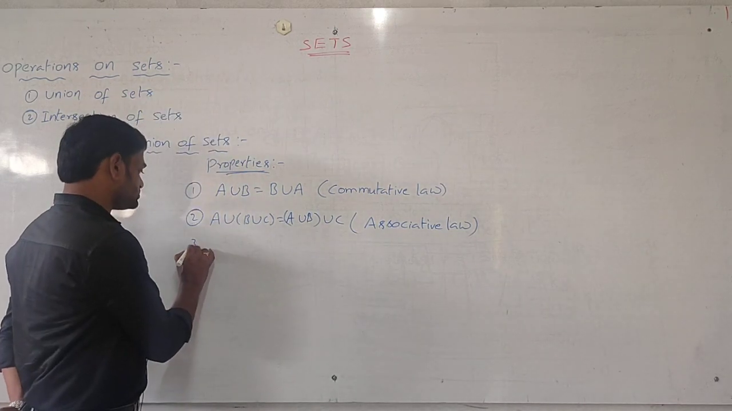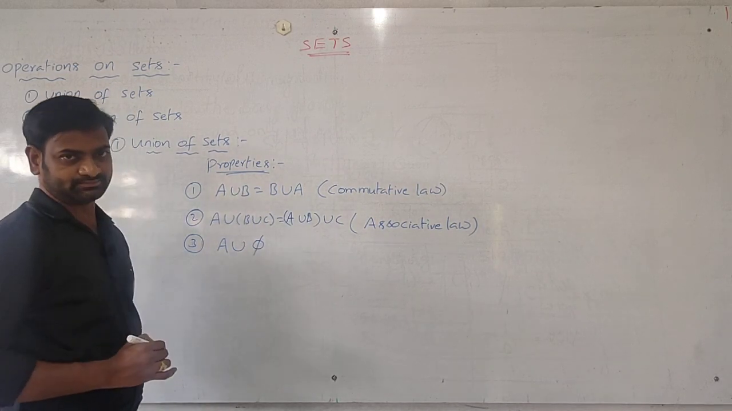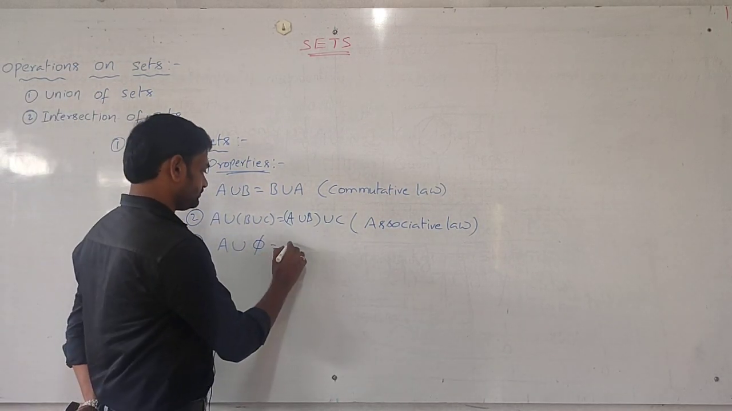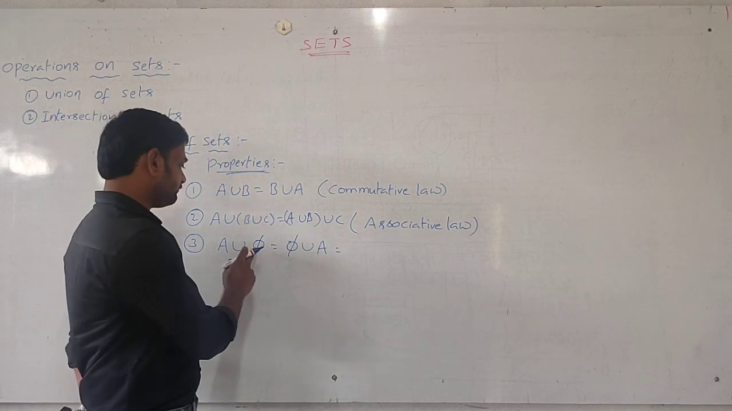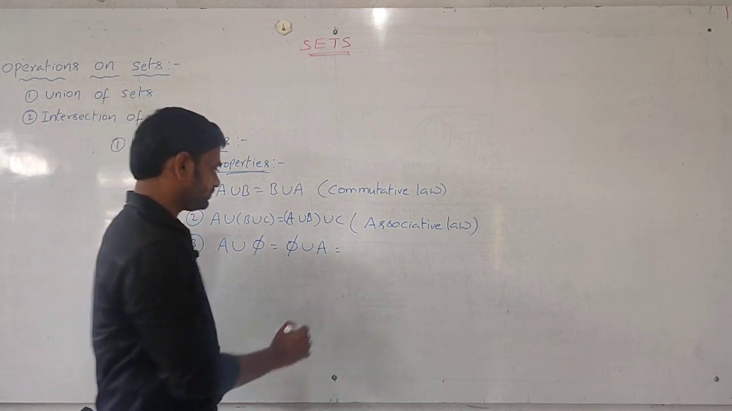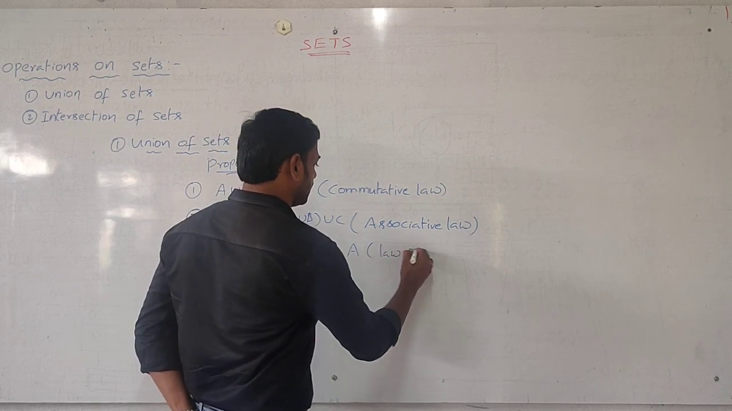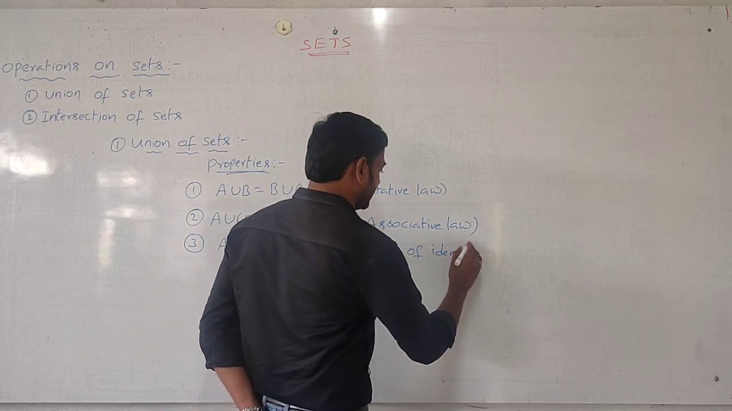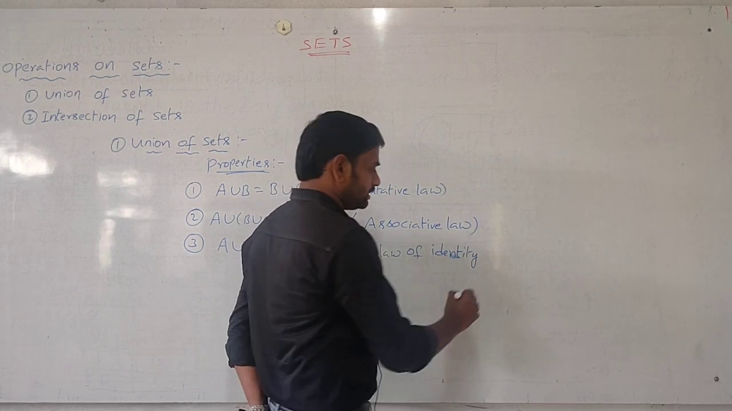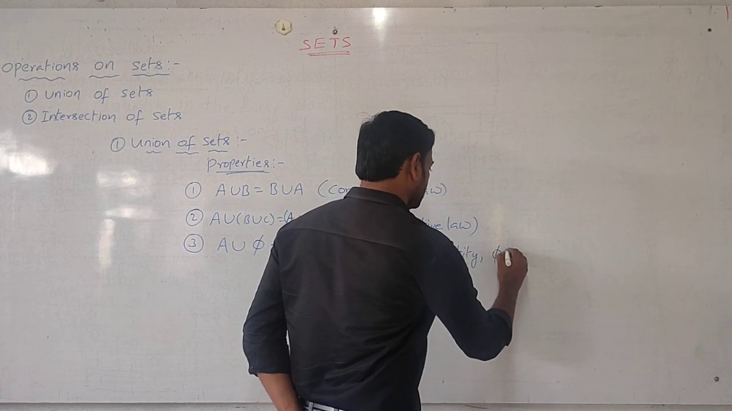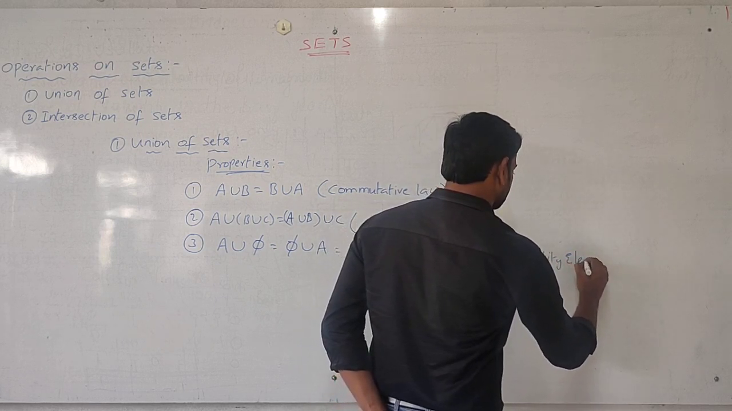Next, third one is A union phi or phi union A is equal to, what is the answer? Always the big set. In phi and A, what is the big one? A. So it is equal to A. This is called law of identity. Here, what is the identity element? Phi is the identity element.